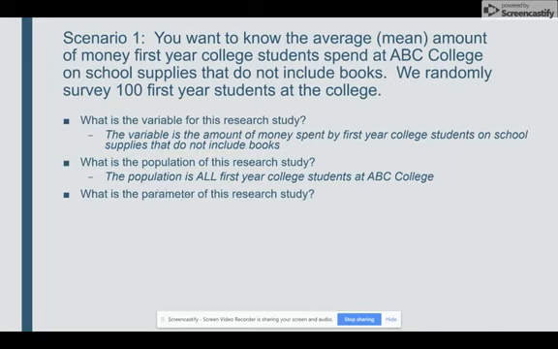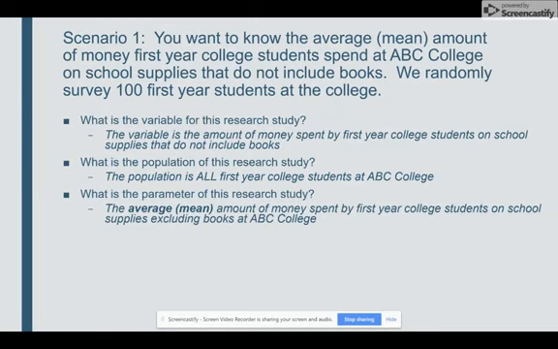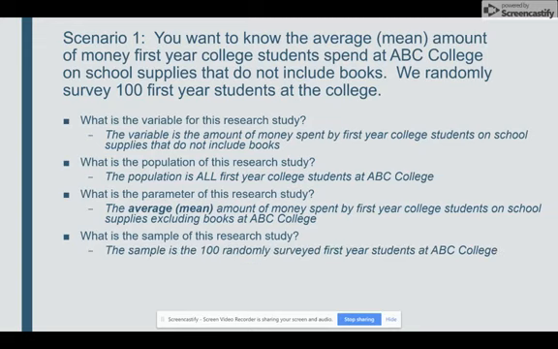What is the parameter? What is the numerical measurement associated with the population that we're looking for? The average amount of money spent by first-year college students on school supplies, excluding books, at ABC College. Be sure to include the details because the details help to give the research study context. What is the sample of this research study? What's the small group that we're using to help us answer the question? The sample is the 100 randomly surveyed first-year students at ABC College.